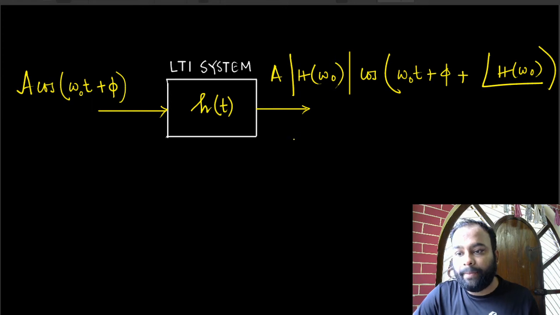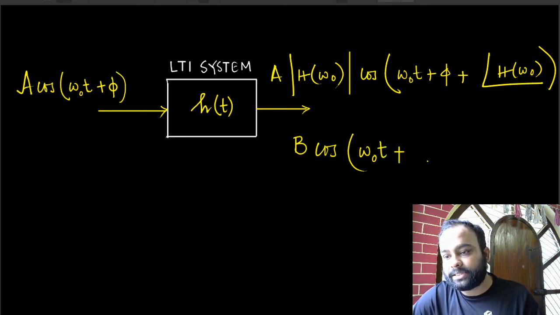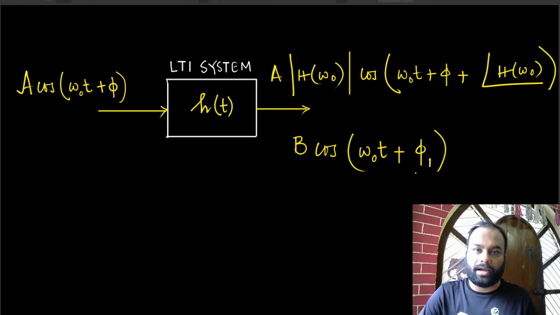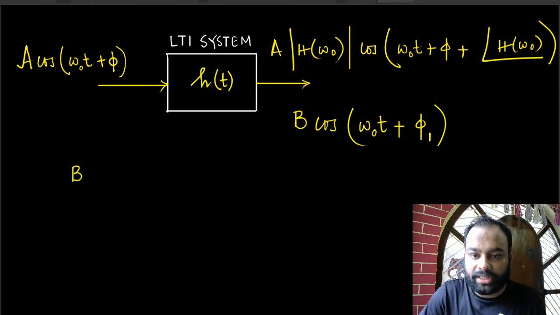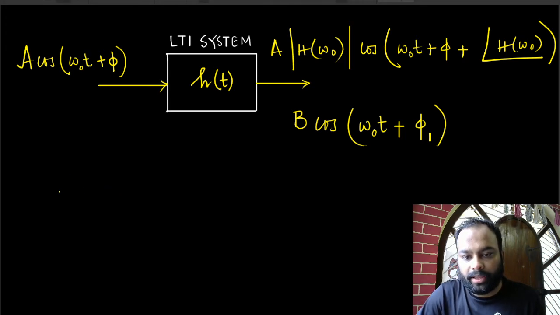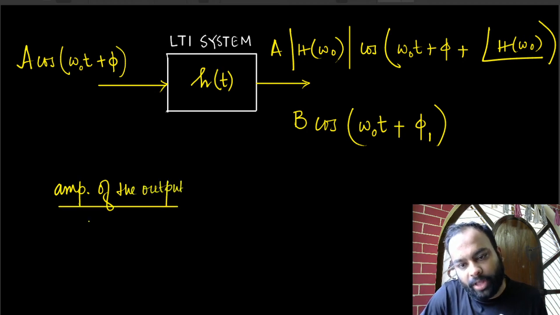So if I represent this as B cos omega naught t plus phi 1, phi 1 being the phase angle of the output, then I can say what is the ratio of the amplitude. So this is the ratio of the amplitude of the output to that of the input.